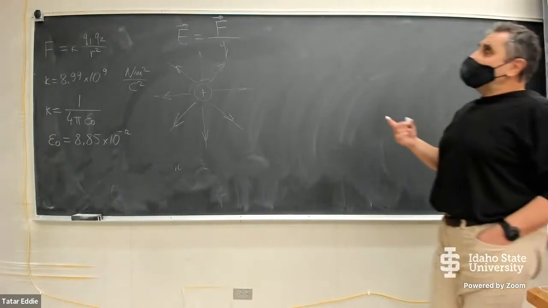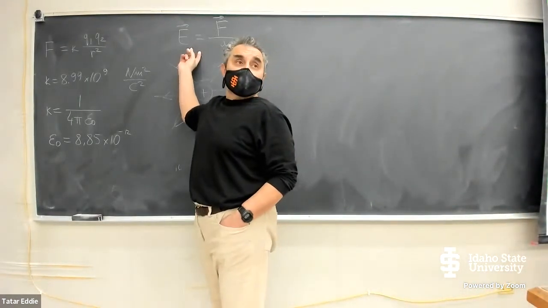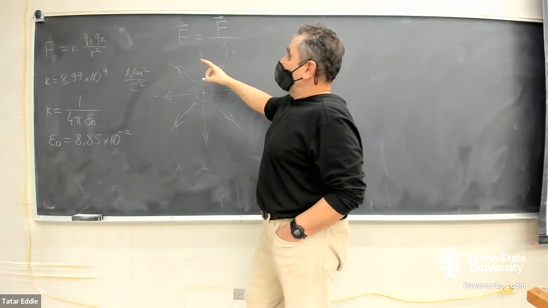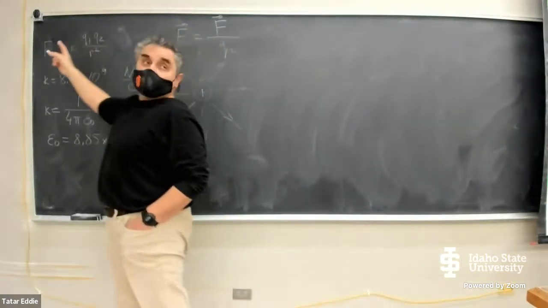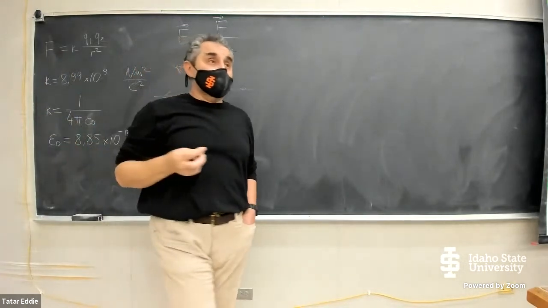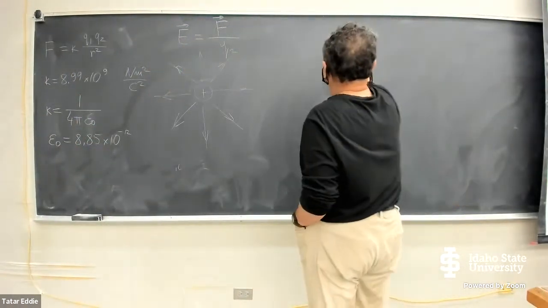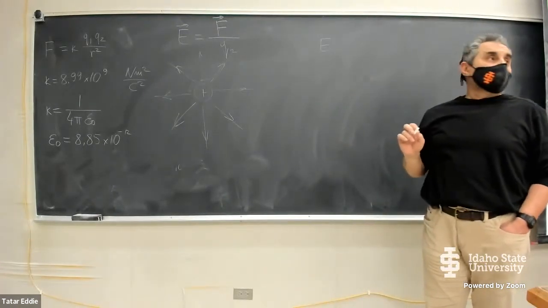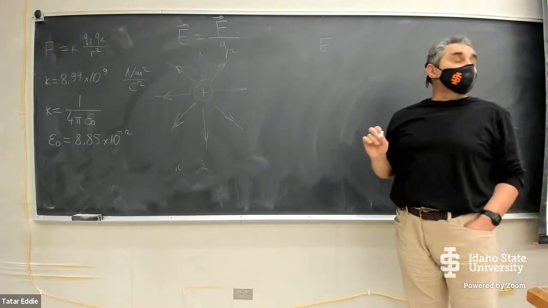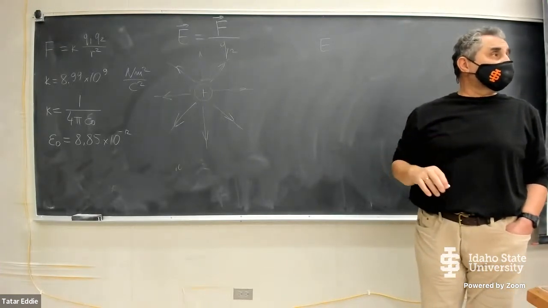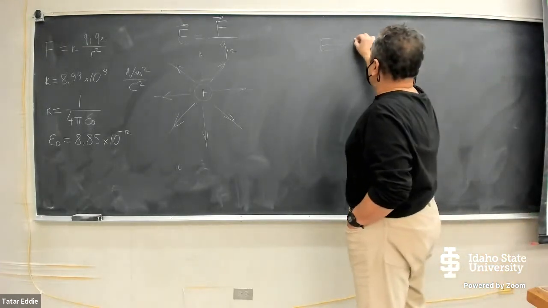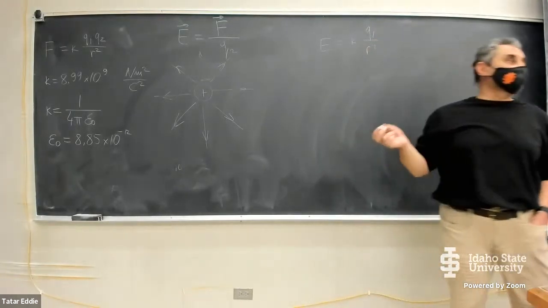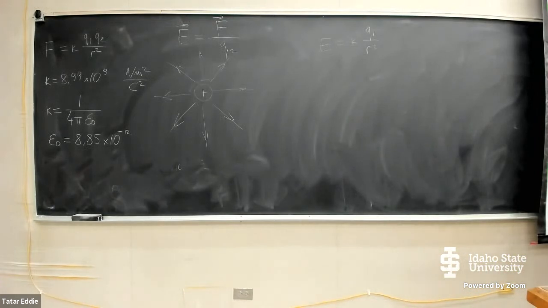Now, if you combine the definition for electric field, okay, let's call the test charge Q2, if you combine the definition for electric field with Coulomb's law, it follows that the electric field generated by charge Q1 as a source is going to be given by A times the charge divided by the distance to the point where you want to figure out the electric field, squared.